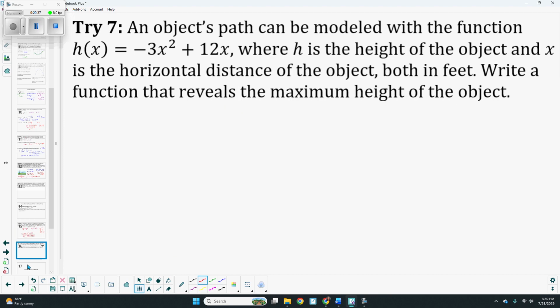So here's one for you to try. You can pause. Answers are posted in the Google Classroom, but this is also the end of writing quadratic equations.